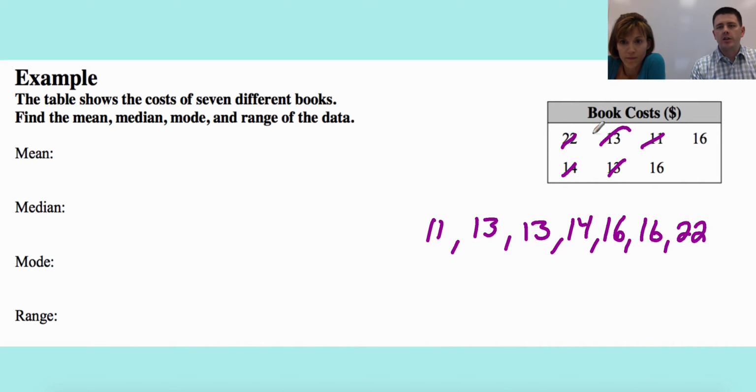A good thing to check, especially when you get to longer lists: there were 7 data values in my table. I have 1, 2, 3, 4, 5, 6, 7 data values in my list. It's a good way of checking, did I catch all of them?